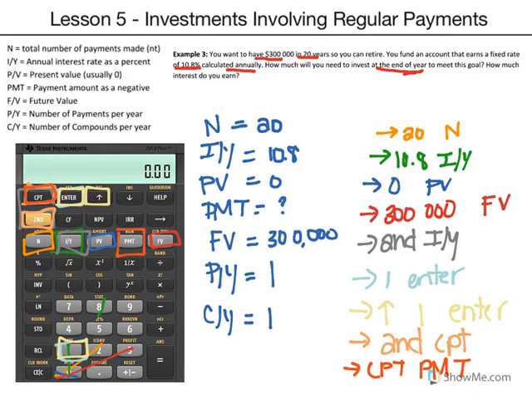And it should come out to be -4781.09. So you're making regular payments of $4,781.09.